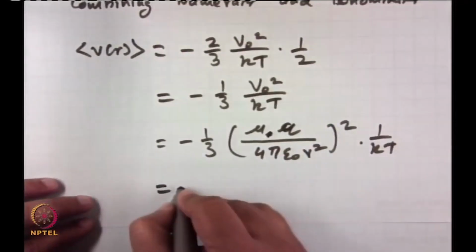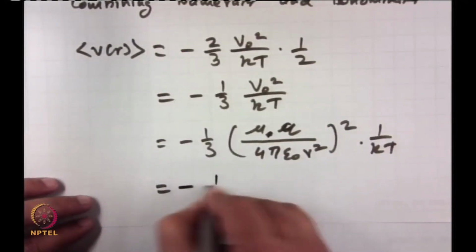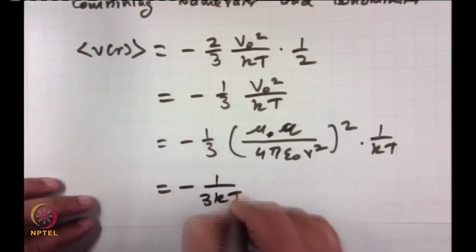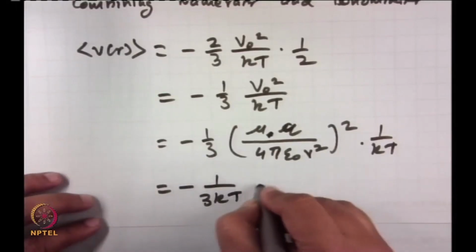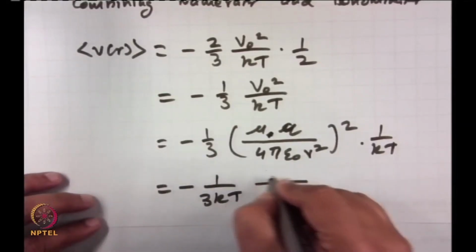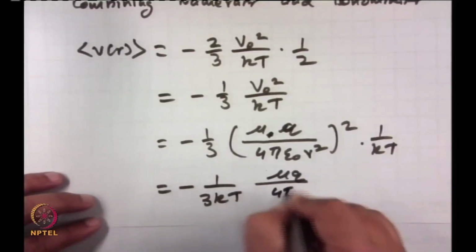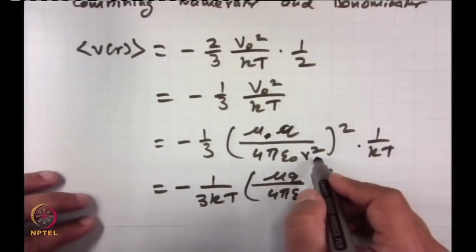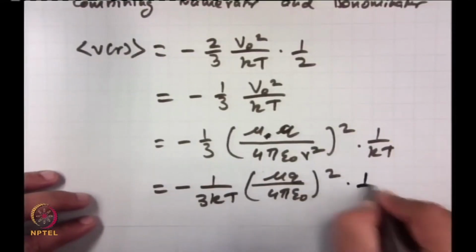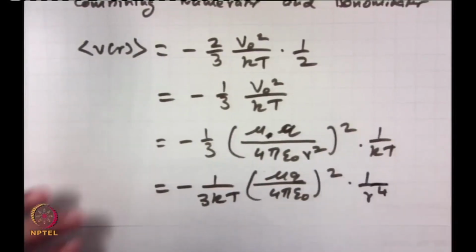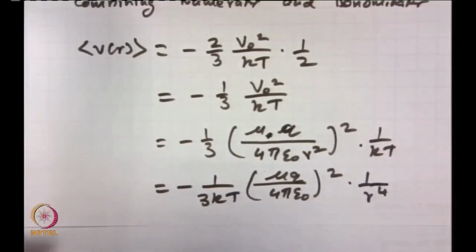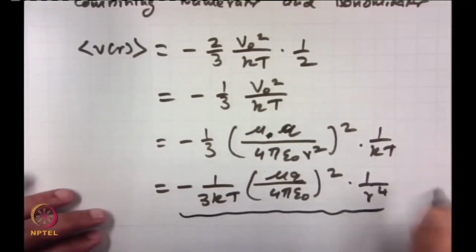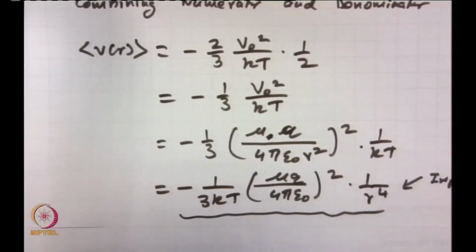Look at this. What I can further write is minus 1 by 3 kT. Okay. Then I can write mu q over 4 pi epsilon0 squared. What happens to r squared now? It goes to r to the power 4. And this is extremely important.